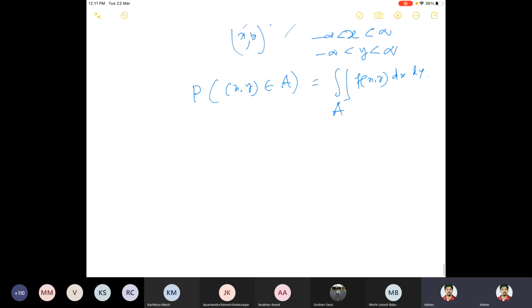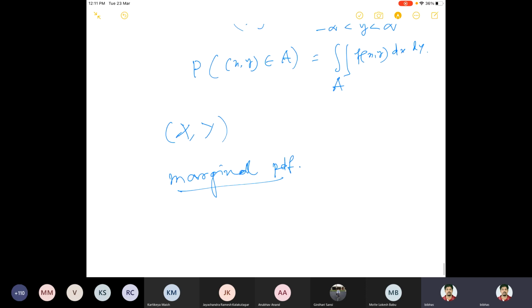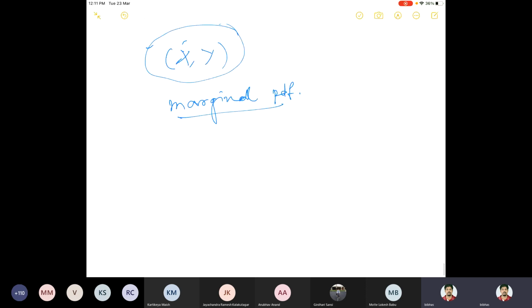And then we said that if we have a joint probability density function, similarly we can define the cumulative probability distribution function. Then we talked about something called the marginal random variable or marginal PDF, which is how to obtain the individual distribution from the joint distribution of X and Y. And then we introduced what is called the conditional PDF.